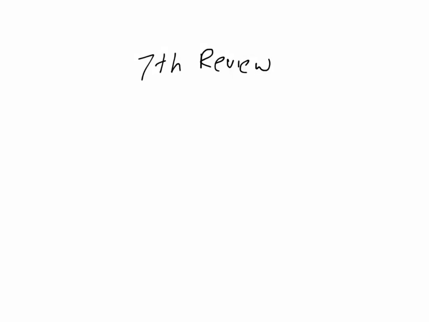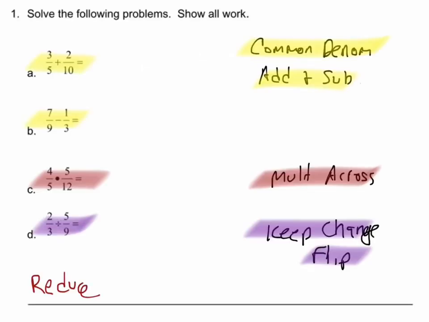Alright, 7th grade review. So, you guys need to know how to do this by now. Common denominator for A and B, multiply across, keep change flip for the bottom one, and reduce. Now, I would do this.